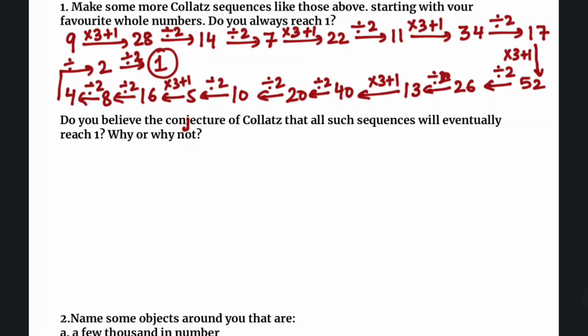Do you believe the conjecture of Collatz that all such sequences will eventually reach 1? Why or why not? Yes, it will reach 1.